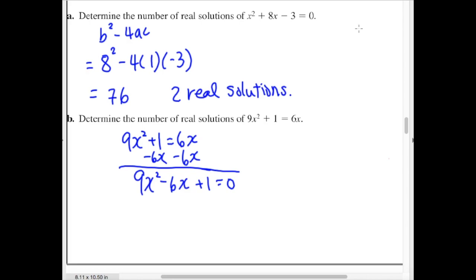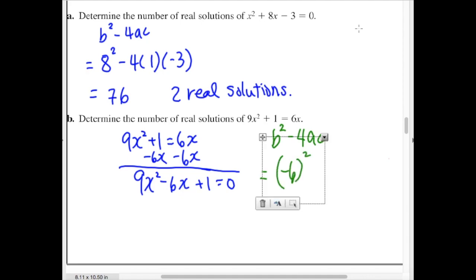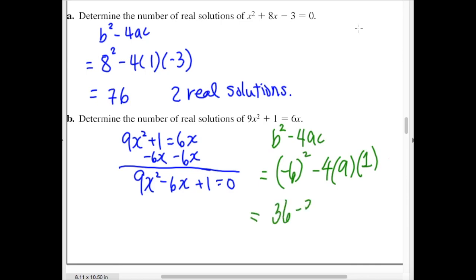Then we're going to substitute our values for a, b, and c. a is 9, b is negative 6, and c is equal to 1. So b squared minus 4ac: negative 6 squared, and make sure that the negative 6 is in parentheses, minus 4 times 9 times 1. Simplify, you get 36 minus 36, which is equal to 0. So if the discriminant is 0, the equation has one real solution.